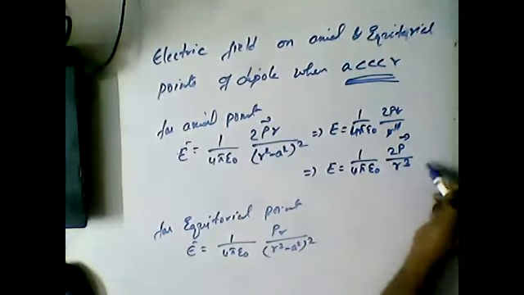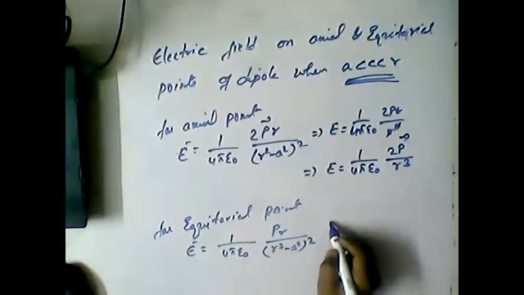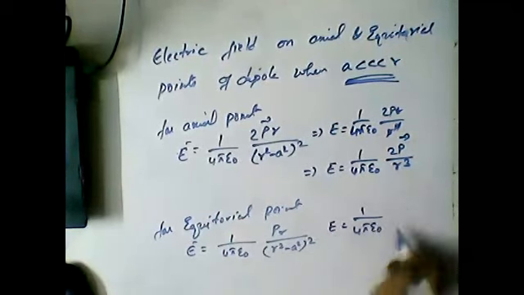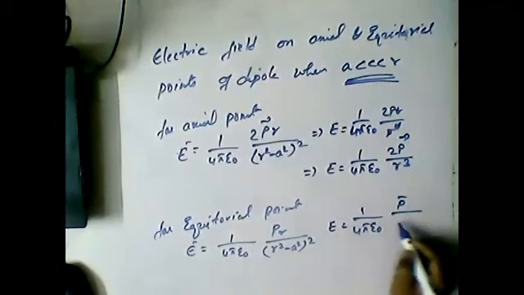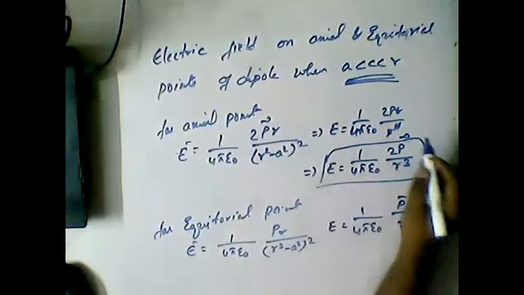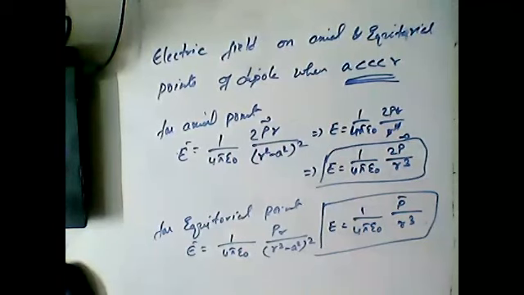Here 2 p bar, where p bar is nothing but the dipole moment. And similarly, here we can write E is equal to 1 by 4 pi epsilon p bar by r cube. These are the two formulas. So these are the two formulas for the electric field on axial and equatorial points of a dipole when a is very much less than r.